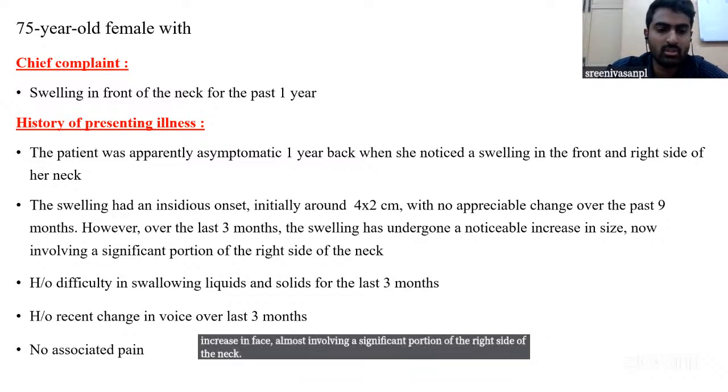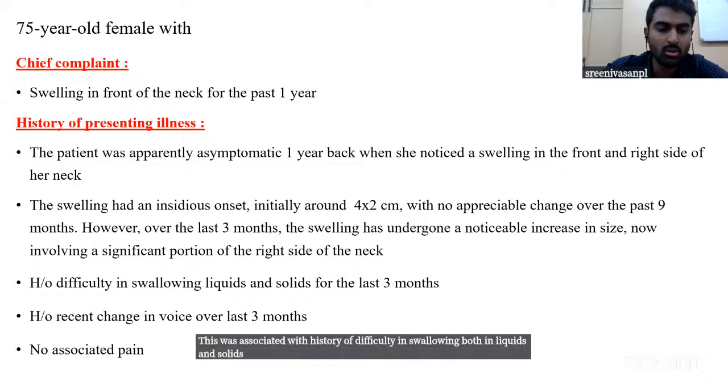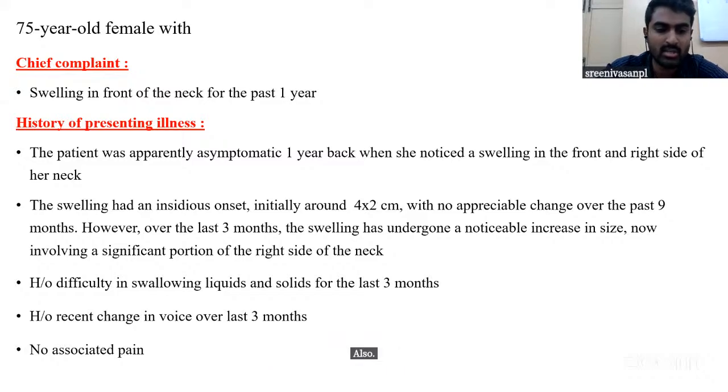This was associated with difficulty in swallowing both liquids and solids for the last 3 months. She also had an associated recent voice change over the last 3 months. There was no associated pain at any point of time.